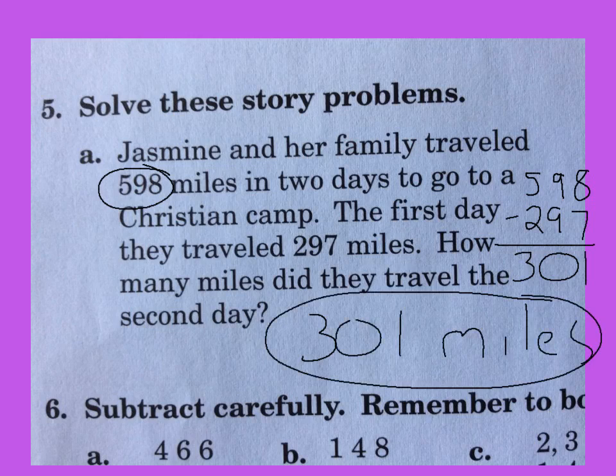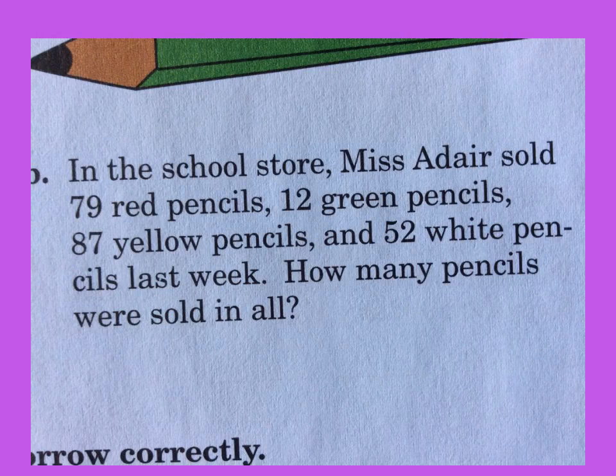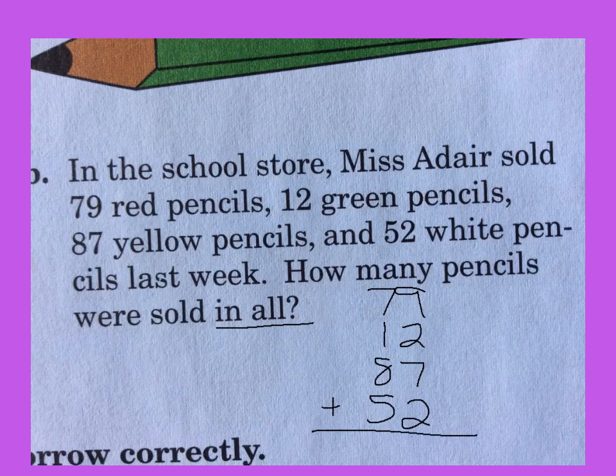We'll do story problem B. It says, in the school store, Miss Edar sold 79 red pencils, 12 green pencils, 87 yellow pencils, and 52 white pencils last week. How many pencils were sold in all? And when we see in all, we know we need to add. So you need to add up 79 plus 12 plus 87 plus 52. And I'm running out of room, so you'll have to do that on your own to figure out how many pencils were sold in all.